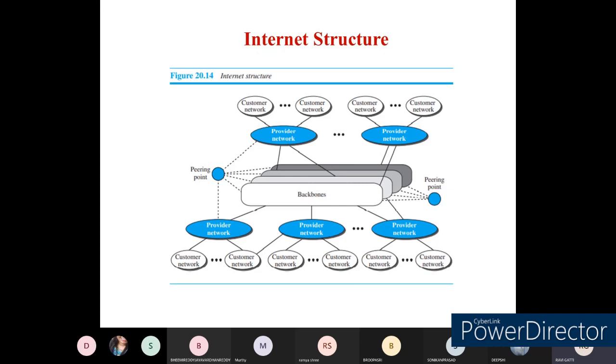These backbone networks will be created by using some peering points, which allow connectivity between the backbone networks. You can see here the peering points. By using this peering network, one or two different backbone networks can be connected so that they can reach the global entities. At the lower level, some network providers' networks will be connected to this backbone to provide internet services to their customers.